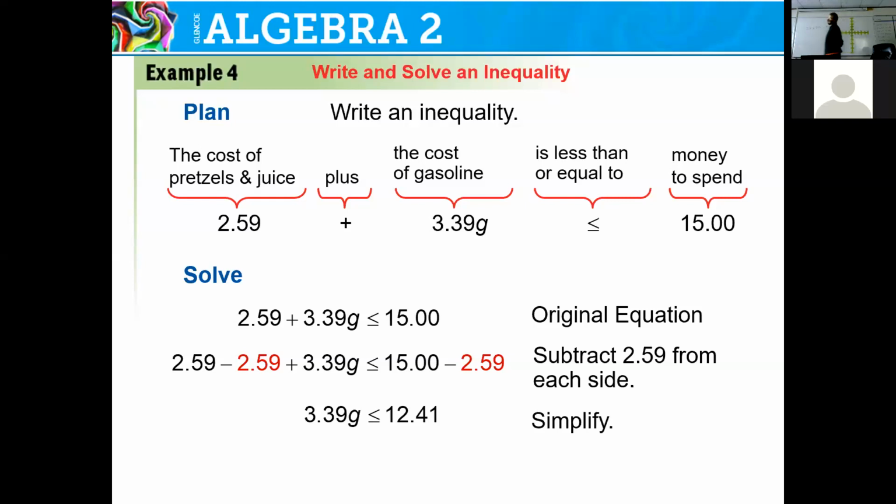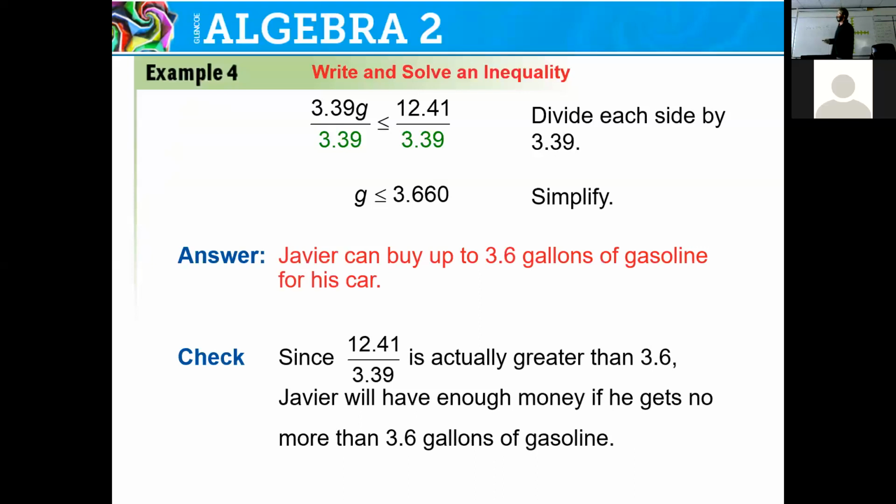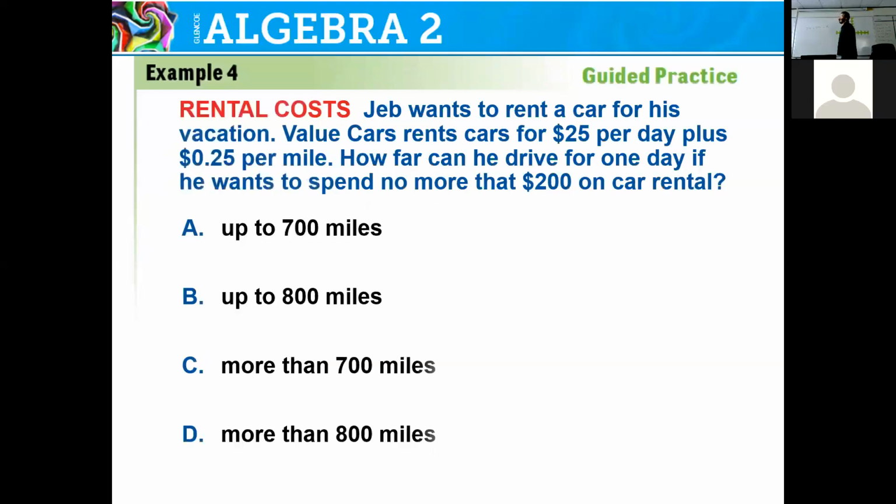So what this represents is that he can get as many gallons as he wants as long as he doesn't spend over $12.41. Right? So we want to figure out exactly how many gallons he can get. So what we would do is divide by 3.39 on both sides to completely isolate the variable. Since we're dividing by a positive, we don't have to flip the sign. And since G has to be less than or equal to 3.660 gallons, that's the most amount of gas that he can have without going into debt, or without not being able to pay for it. So a real world situation, and then we can plot it on a number line.